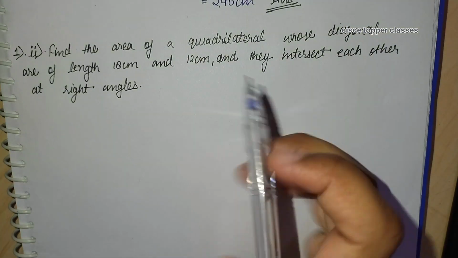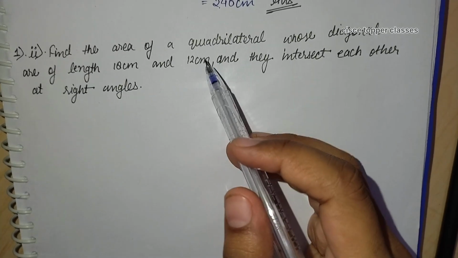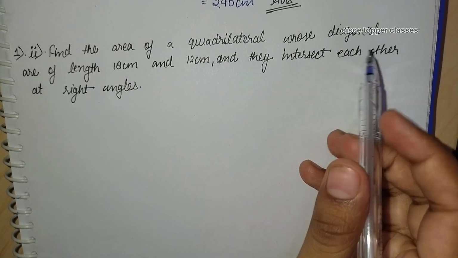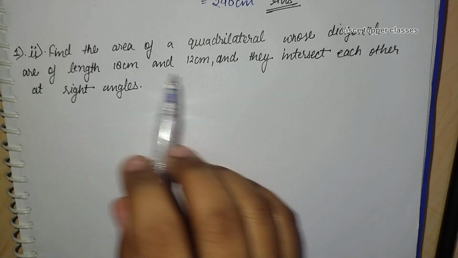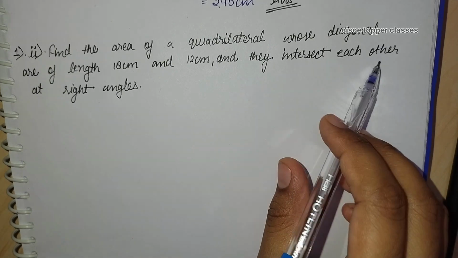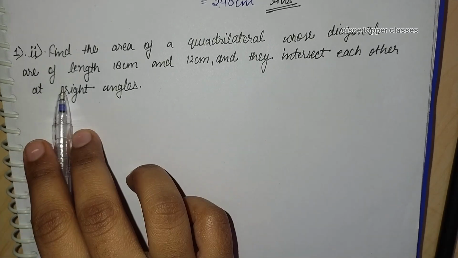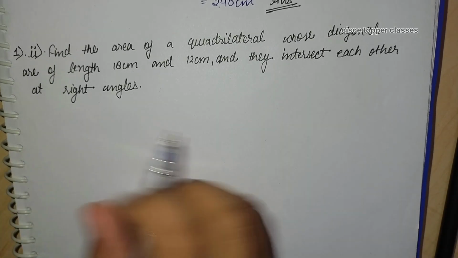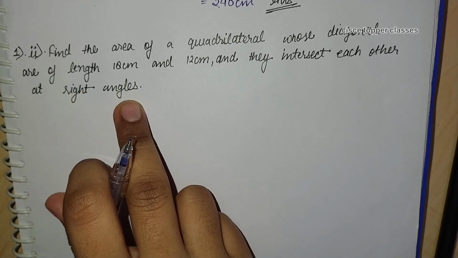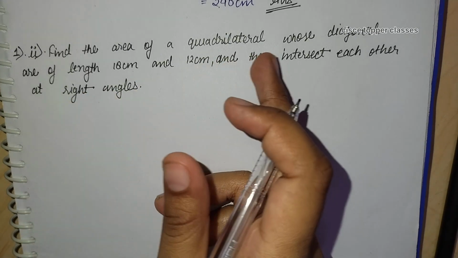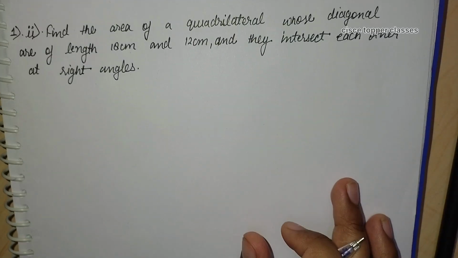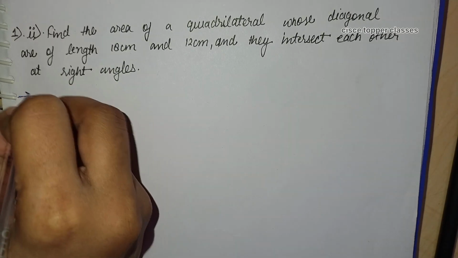Now let us solve the second part. We have to find the area of a quadrilateral whose diagonals are of length 18 cm and 12 cm and they intersect each other at right angles. We know that if the diagonals intersect at right angles, the area of the quadrilateral will be half into the product of diagonals. So we will apply the formula here.